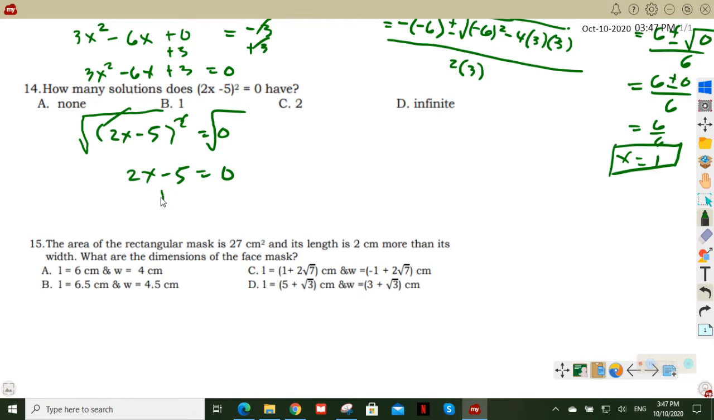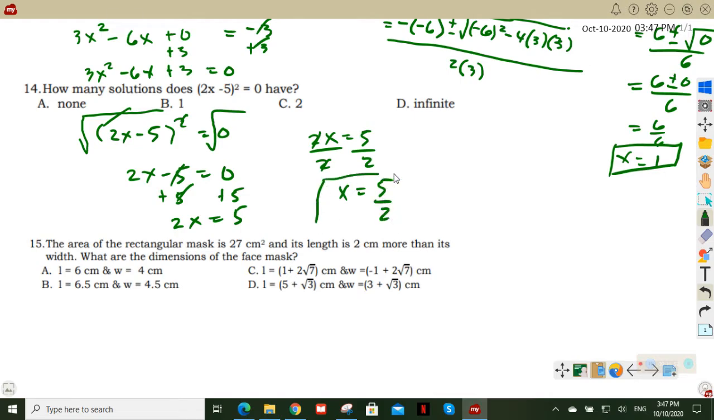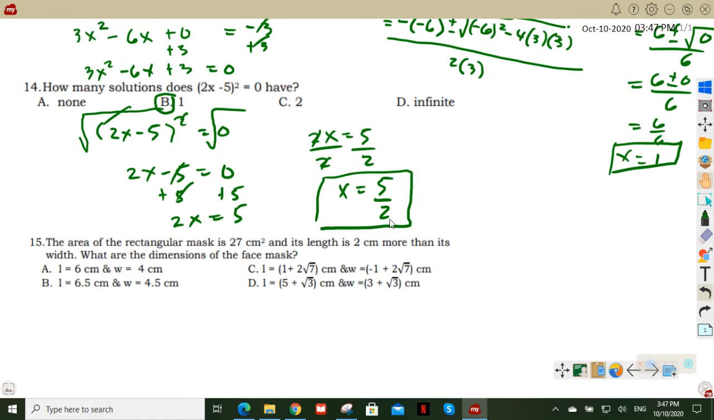So I still have 5. I have plus 5 on both sides, so it cancels. So I have now 2x is equal to 5. My x still has a coefficient of 2, so I will divide by 2, over 2. So x is equal to 5 over 2. Okay, so your x, how many solutions? There is only one, and that's 5 over 2. Alright, let's have number 15, the last number.